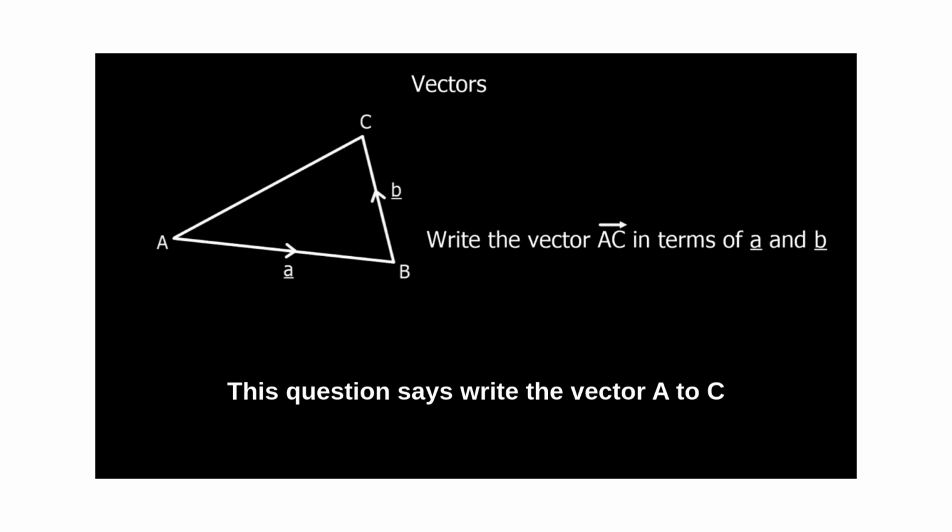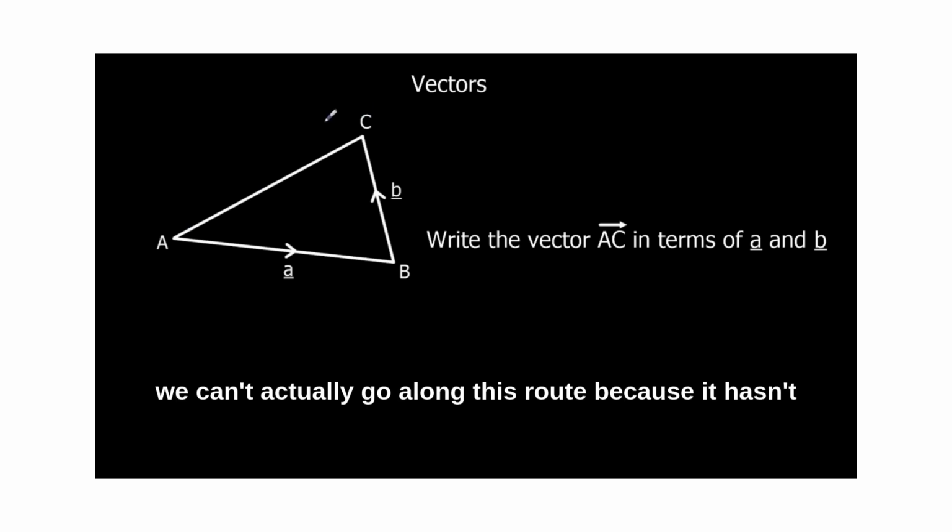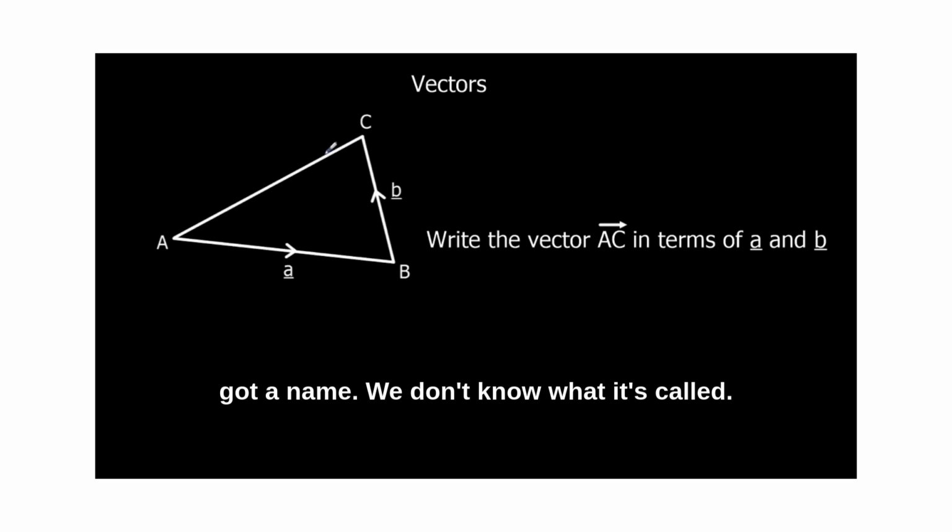This question says write the vector A to C in terms of A and B. So A to C means from A to C. So we need to go from here up to here. Now we can't actually go along this route because it hasn't got a name. We don't know what it's called. So we need to go a different route.